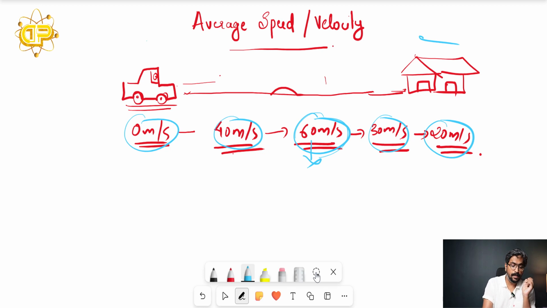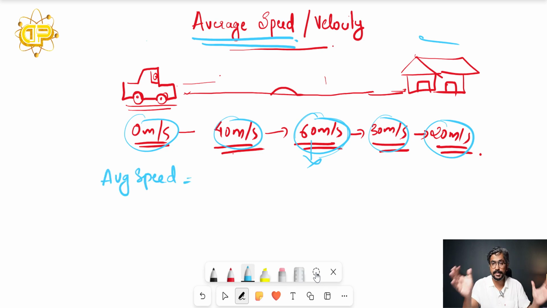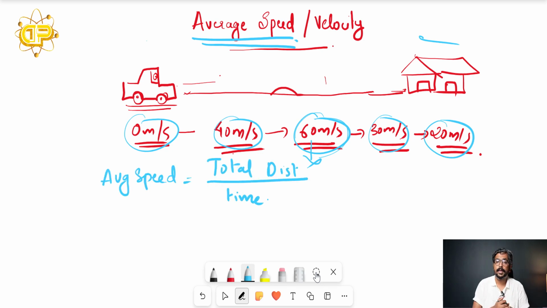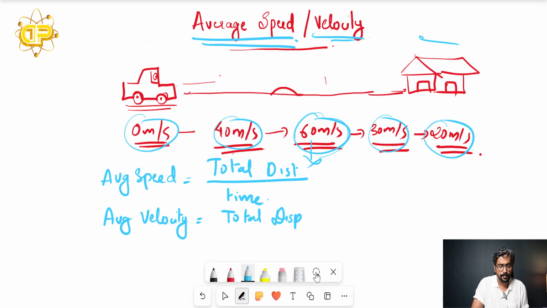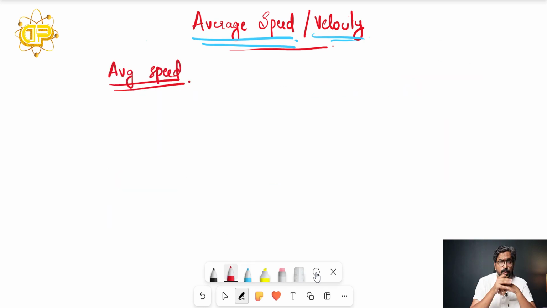So there comes the importance of average speed. The average speed is taken as total distance by total time. In the case of average velocity, we can say it is total displacement by time. So this is the practical case of average speed and average velocity. Just imagine that an object is moving with different speeds from point A to B.